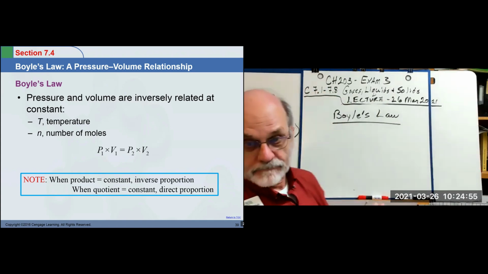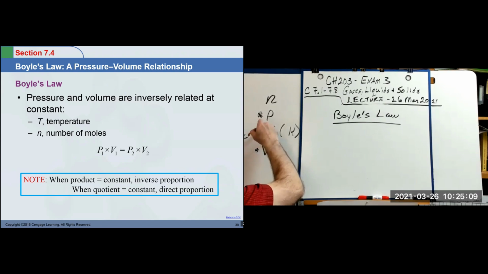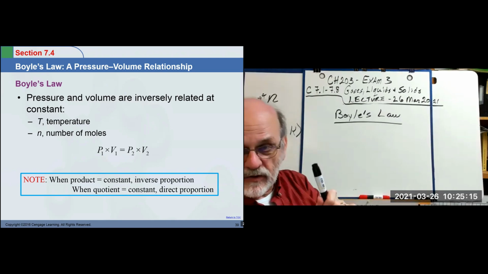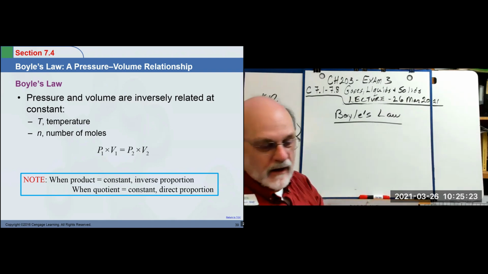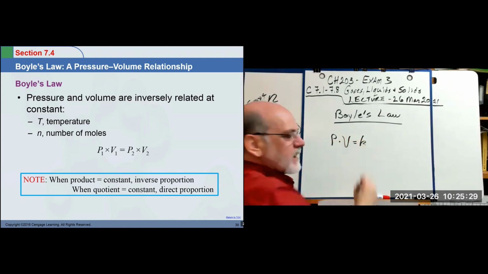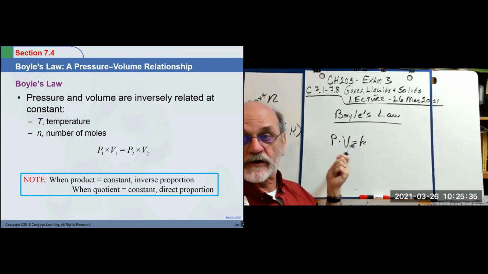Now, remember, I'll point this out. If you're investigating the relationship of this one to this one, then these have to be constant. You have to be sure that the temperature and the number of moles is constant. Then you can let the pressure and volume vary and see what the relationship is. Well, Boyle's law, strictly put, is pressure times volume equals a constant value, right? And that constant value will change depending on your experiment.